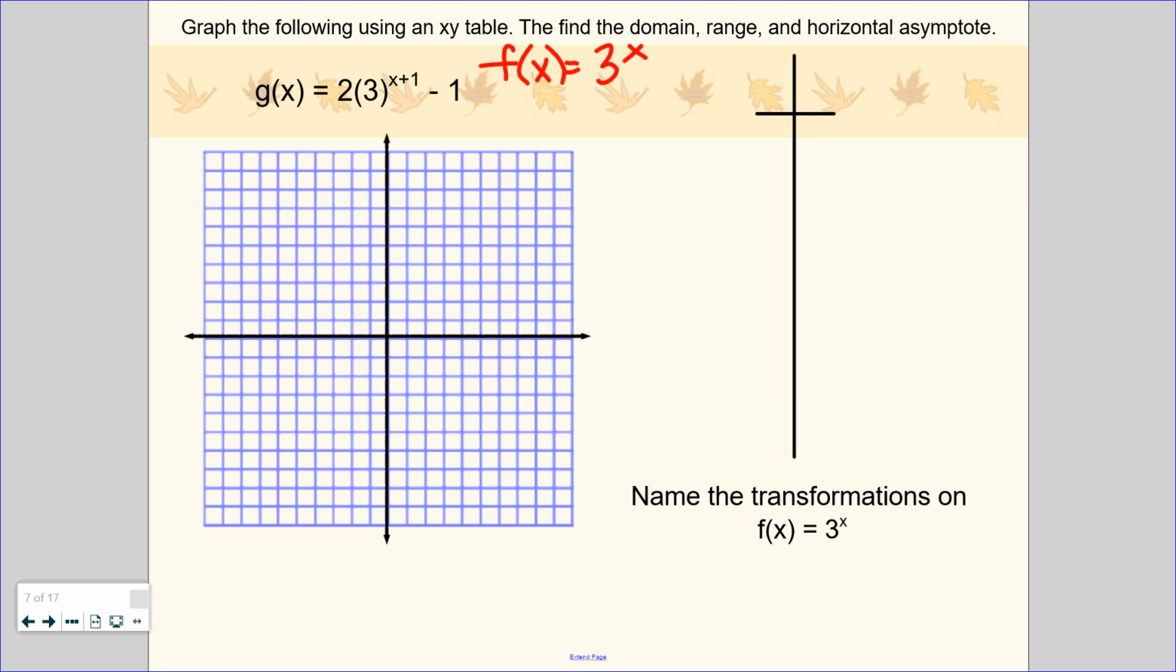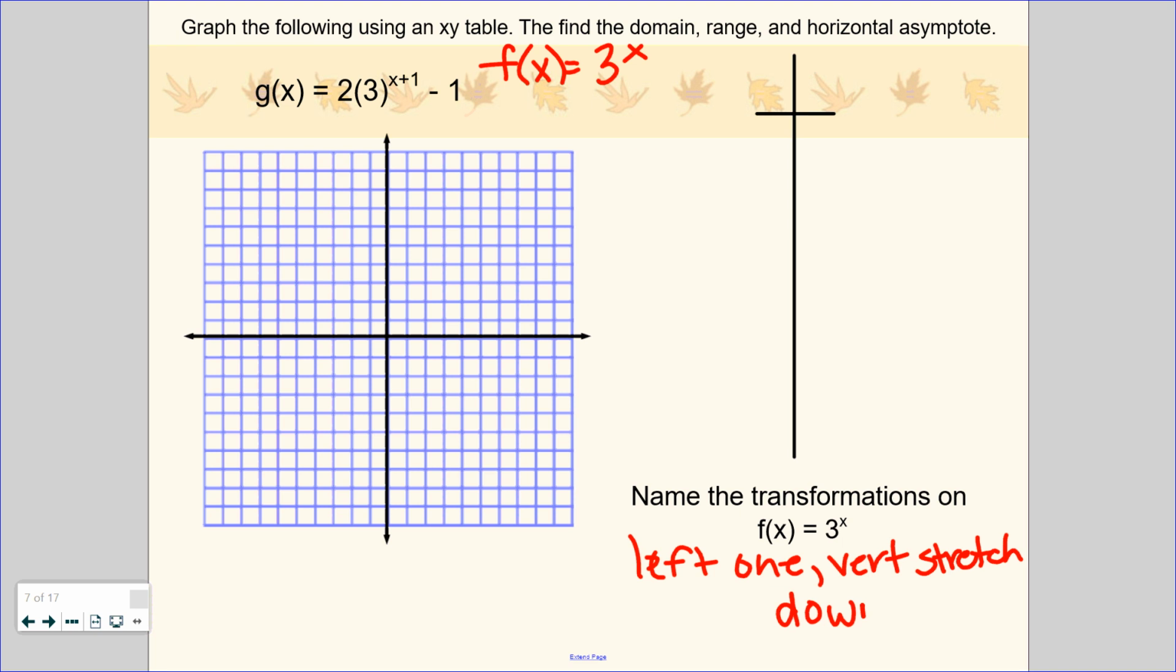What does the +1 in that exponent do, do you think? Yeah, think about that as being inside the function here. Okay, it's inside our exponent, an exponential function. So it's left 1. Okay, another person. Left 1. Okay, what do you think the 2 out front does? Vertical stretch. Good. Remember, multiplied on the outside. Vertical stretch, you could say by a factor of 2. And then what does the -1 do?